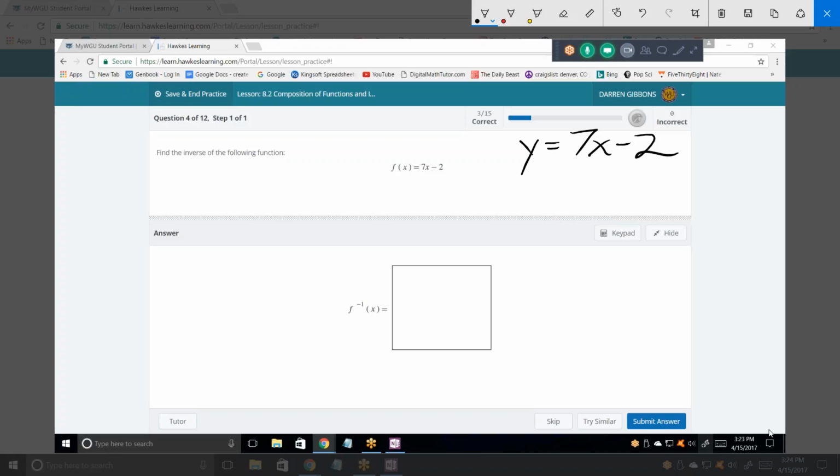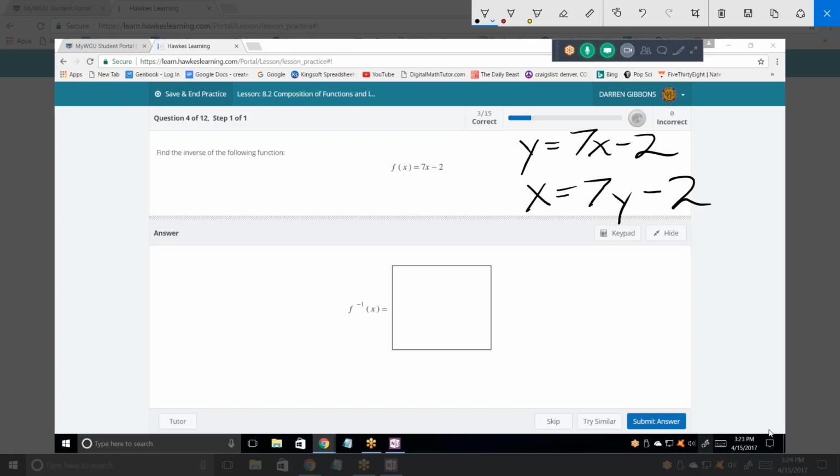Hold on. Switch the variables. You didn't switch the variables. In other words, I'm not switching the variables when I turn it into a function of y. That's not switching the variables. Okay, so x equals 7y minus 2. There you go. Next step.